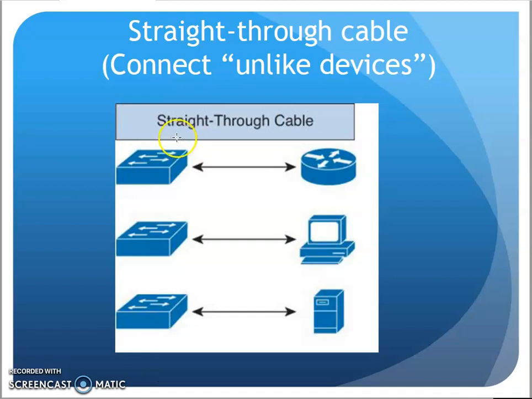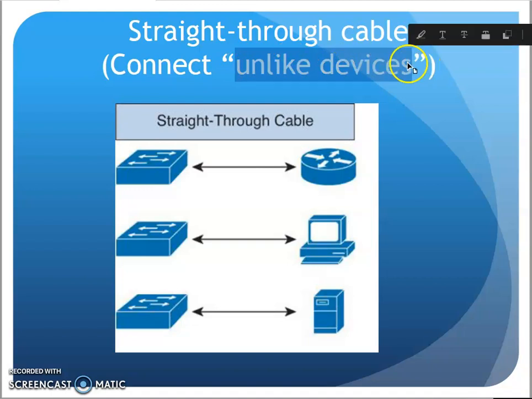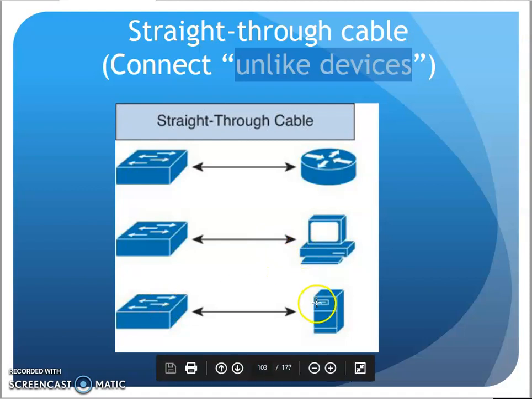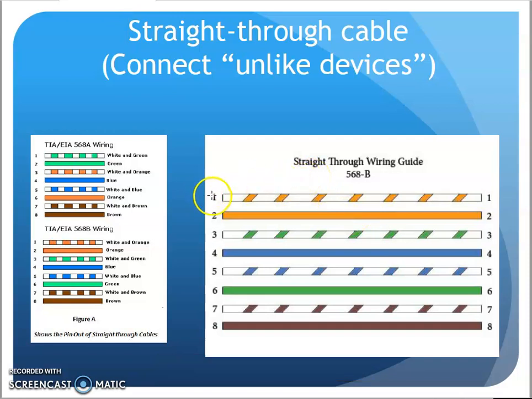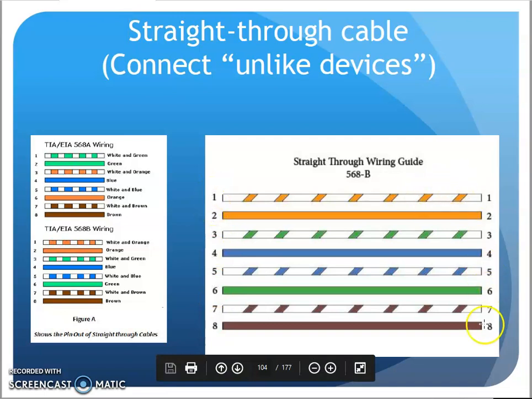Straight through cables are used to connect unlike devices, things that are different. So switch to router, switch to PC, switch to server, that kind of thing. Unlike devices, devices that are different, that's what your straight through cable gets used for. Here is the pinout for a straight through cable. Both ends are wired identical. 1 to 8 on this end is the B color code. 1 to 8 on this end is the B color code. Identical on both ends. Everything is wired straight through.